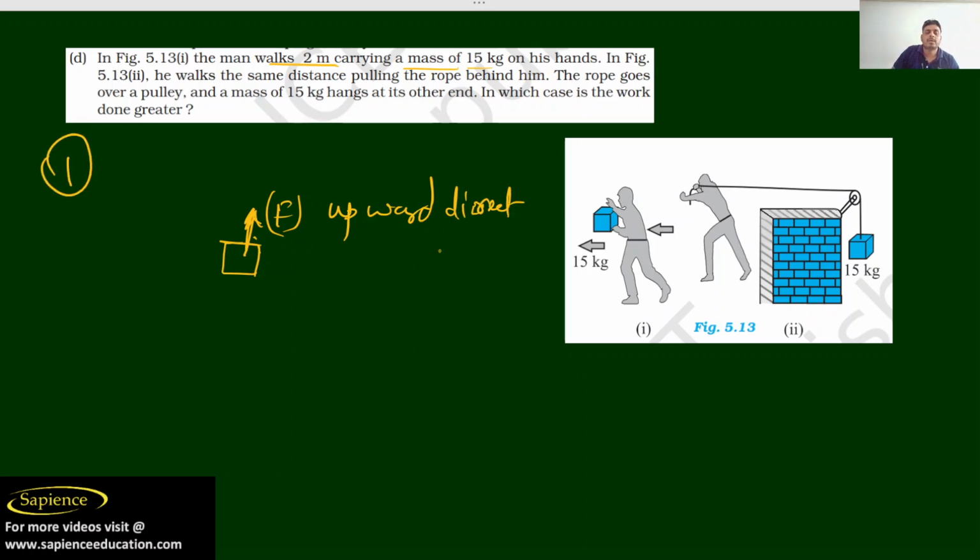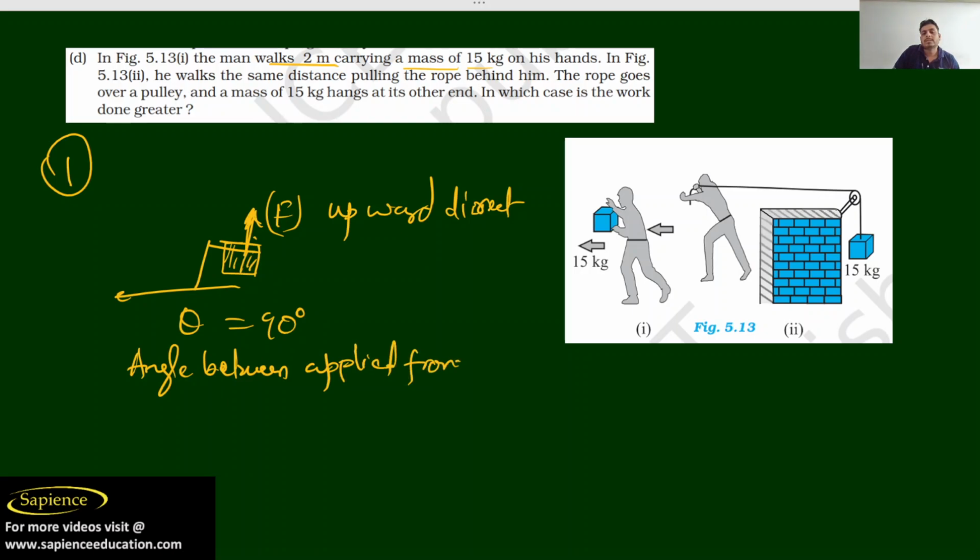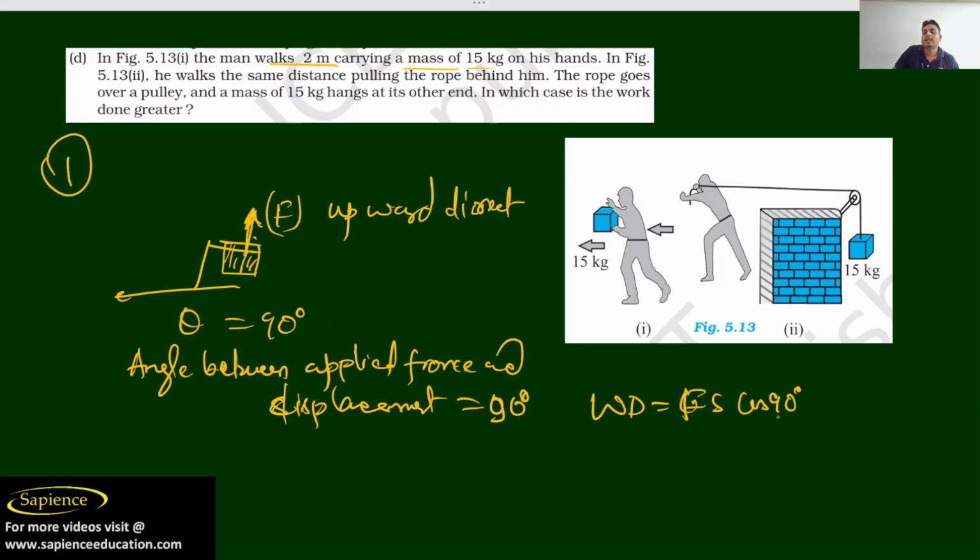I am discussing case 1, right? So the man is applying a force in the upward direction to hold this body up, but the man is going in the forward direction. So can you tell me now theta is what? 90 degree. The angle between applied force and displacement is 90 degree. It means that work done in this case is equal to force into displacement into cos 90, and this will be 0. So in case 1 work done is 0.